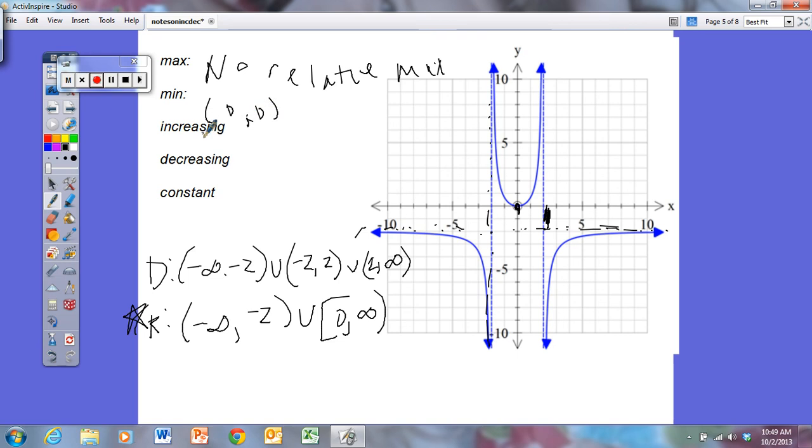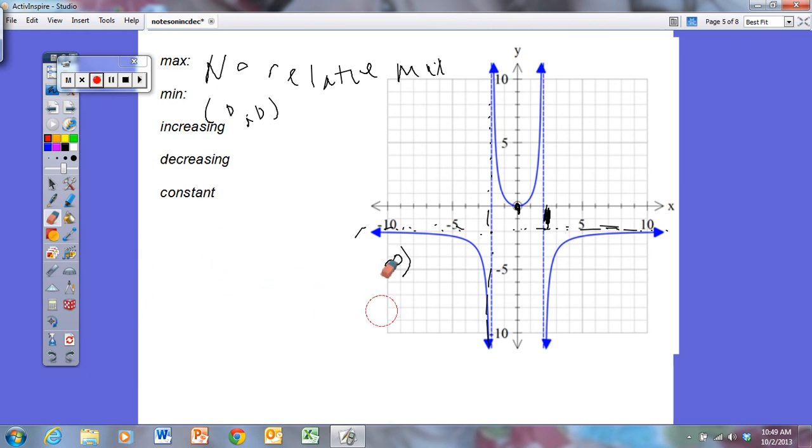Now, increasing. When is the graph getting bigger? So you have to think about what's happening all the way over, because we always start at the left and go to the right for increasing and decreasing. So at -infinity, what is happening to this graph? Well, remember, it's going up. It's getting closer and closer and closer to -2. Even though it's never going to touch -2, it's still getting infinitely close.